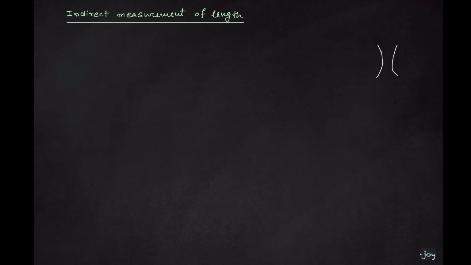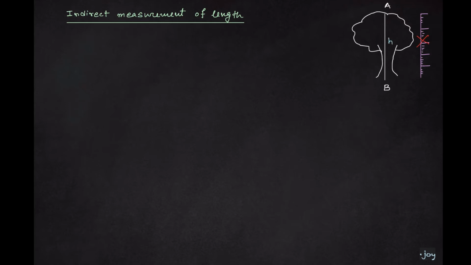Suppose we want to measure the height of a tree. So let AB be the height of this tree. One can directly measure the height using a meter scale or a measuring instrument, but having a meter scale that long is not possible. So that's why we are going to follow some indirect method known as the triangular method.